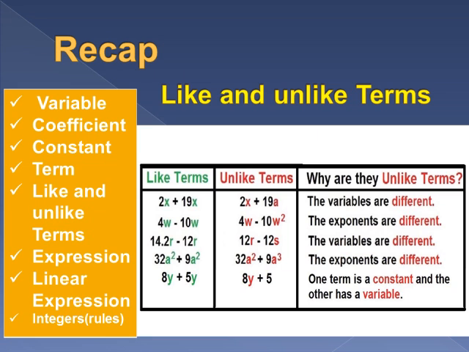In algebra, like terms are terms that have the same variables and powers. The coefficients don't need to match. Unlike terms are two or more terms that are not like terms. They don't have the same variables or powers.